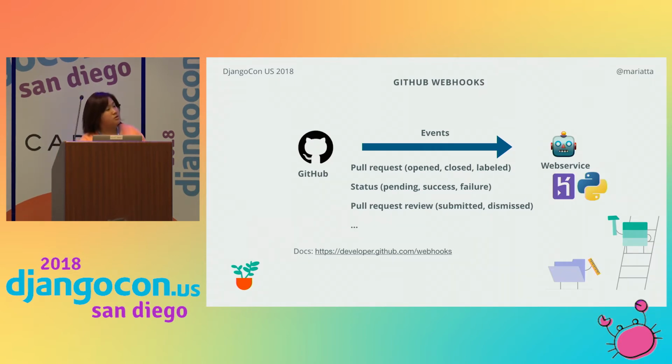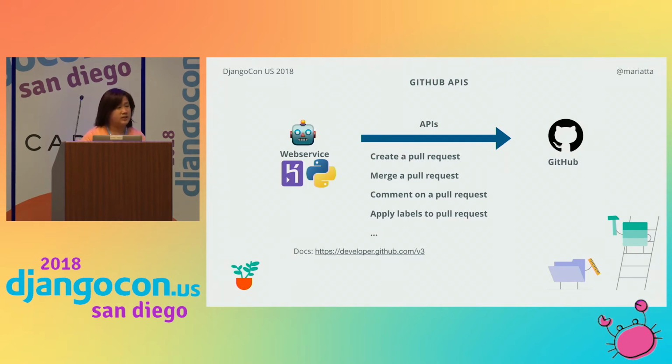So this is how the webhooks work. That's one direction. The other direction is how you want to make actions to GitHub from your web service. Maybe you want to be able to create pull requests, merge pull requests, leave comments, apply labels, and all that. Turns out there are a lot of things you can do. Whatever you can do on GitHub, on the web, by yourself, there is an API for it. So it got me really excited.